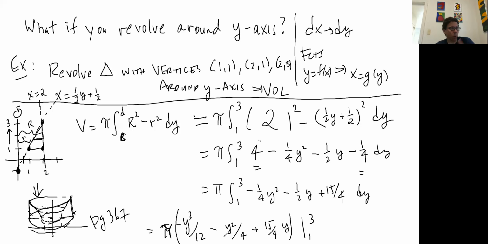So plug in 3, work it out. Plug in 1, work it out, subtract, multiply by pi. I don't have enough room to fit it all in. But it's just keeping track of the fractions, combining them properly. And you'll get 10 pi over 3, again, units cubed, whatever that unit is.